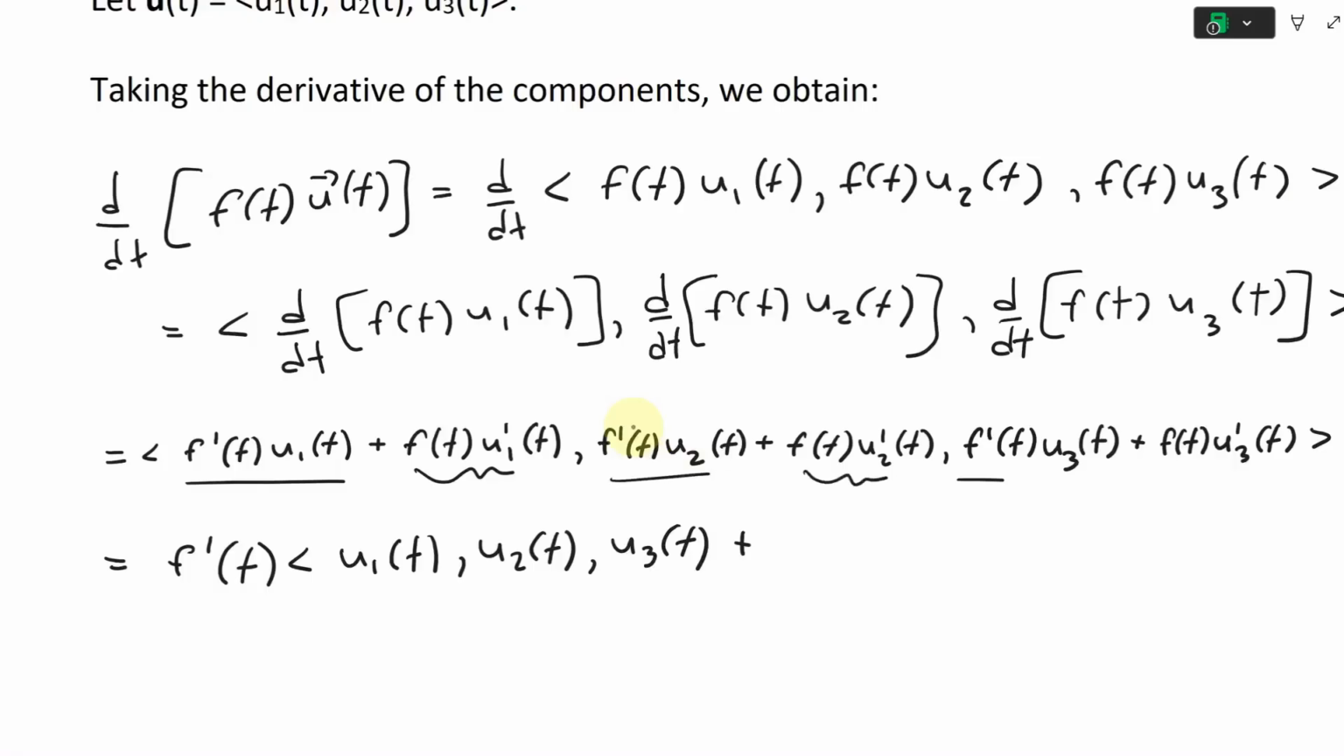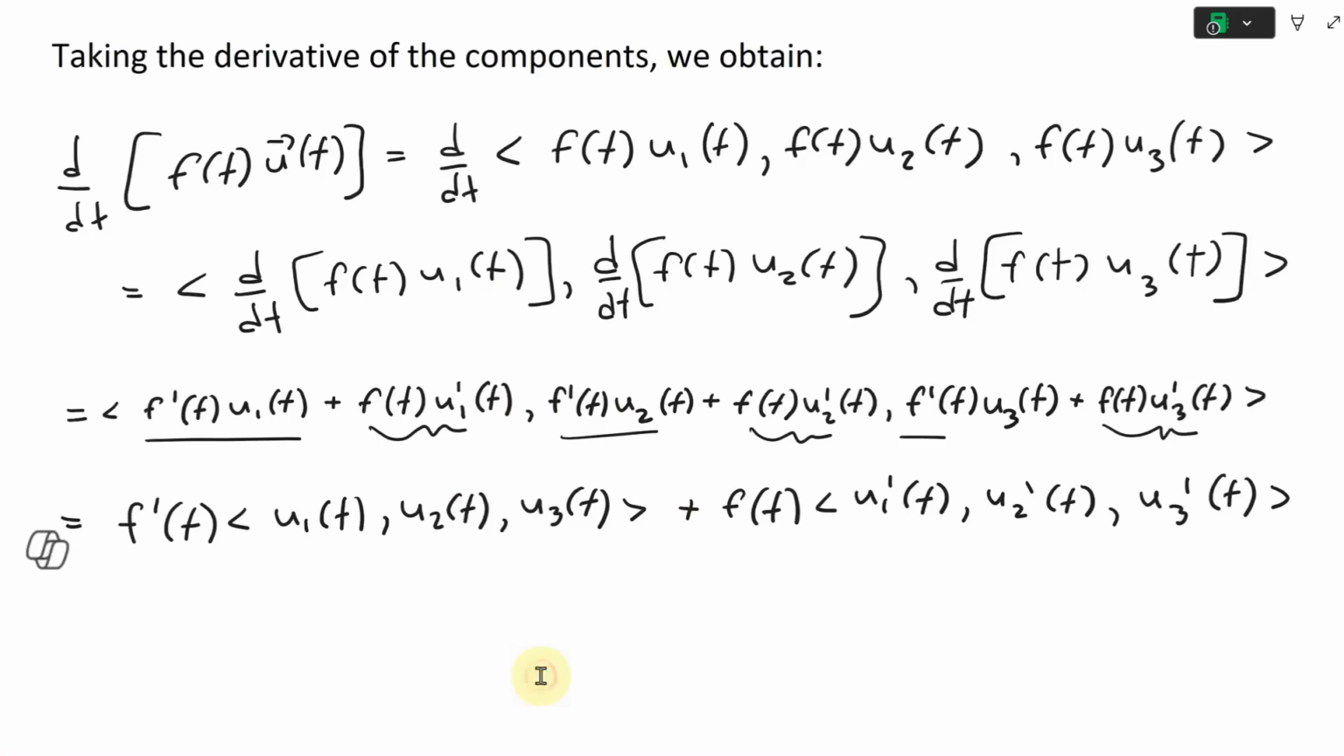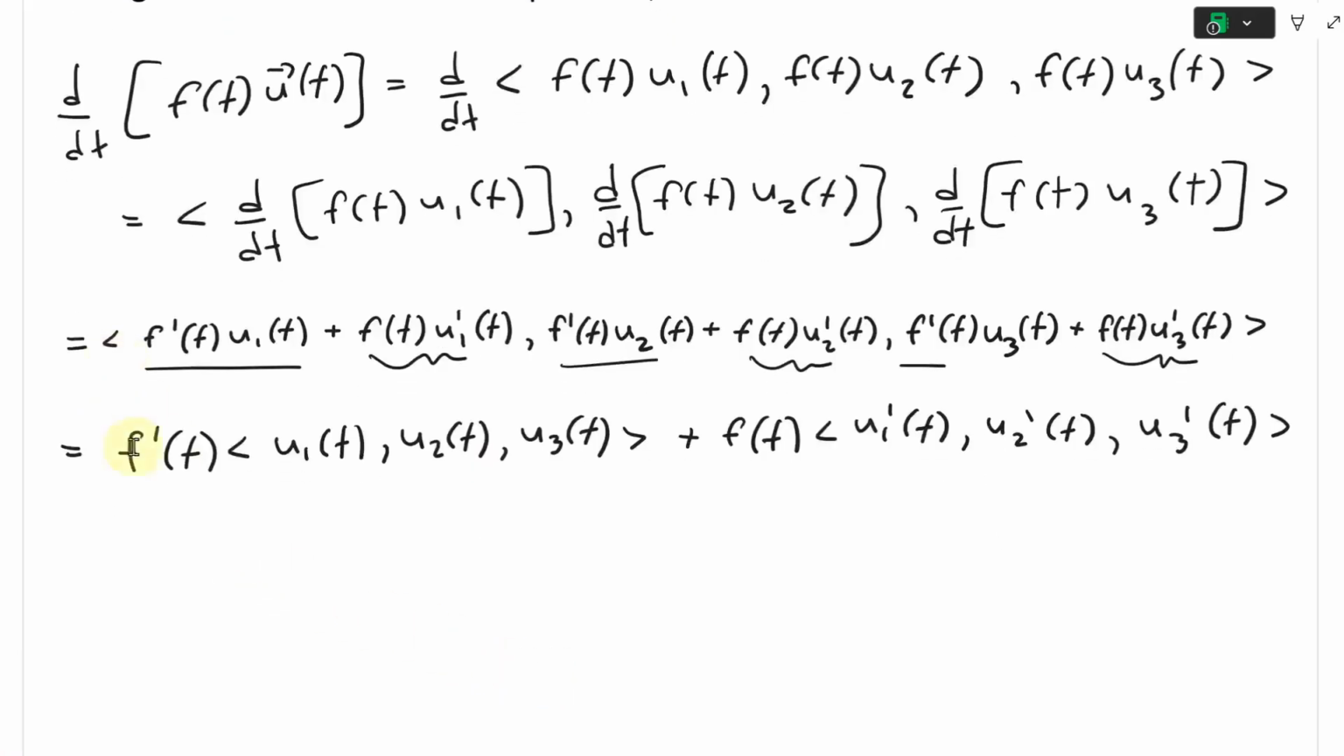So now we'll do this part. Again, this is going to be a closed bracket. Now we add a second vector, and the like term is just the regular function f(t), times the components u1 prime of t, u2 prime of t, and u3 prime of t, close bracket. And now we can factor these out and write it as vector functions. So this is going to be the addition of vector functions.